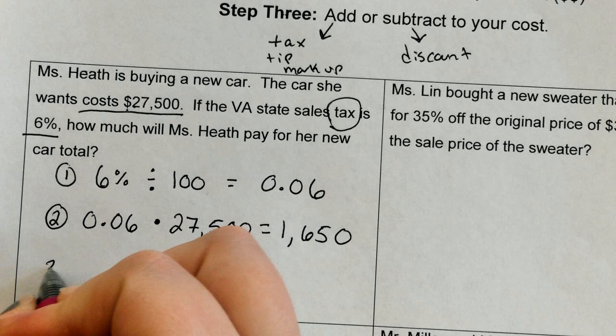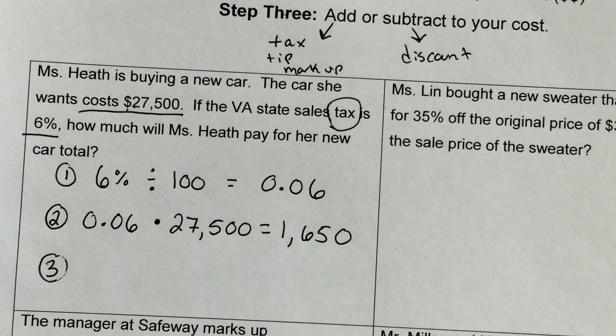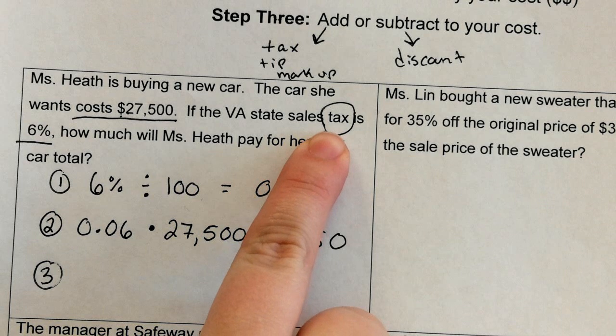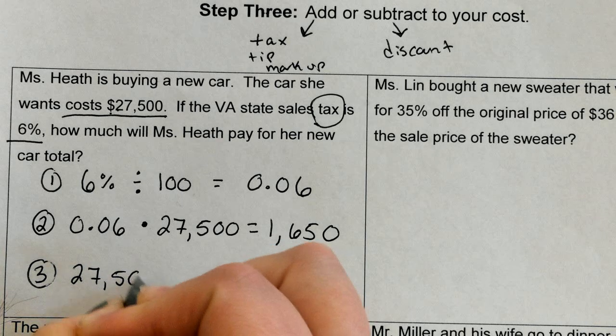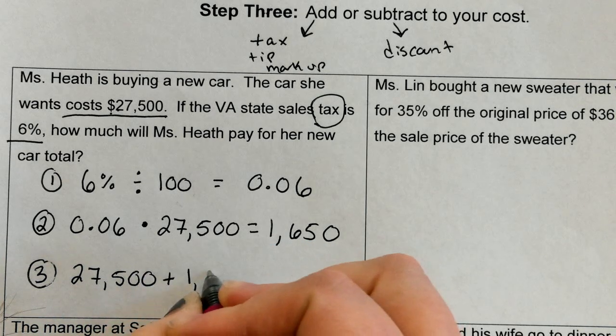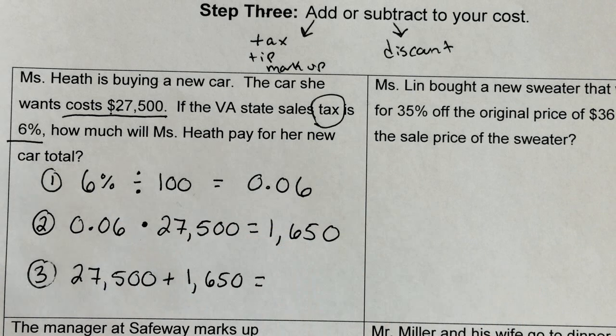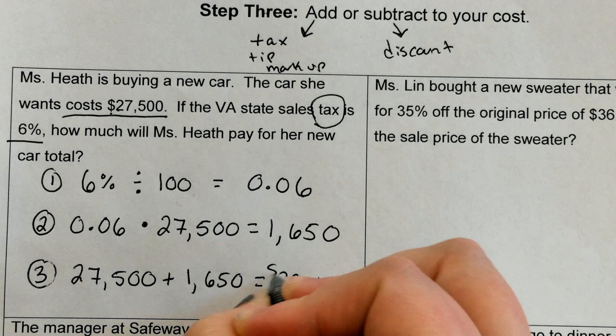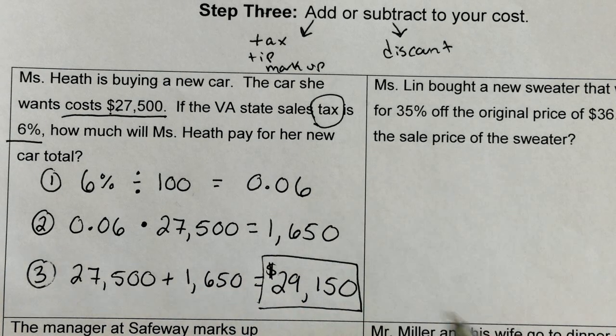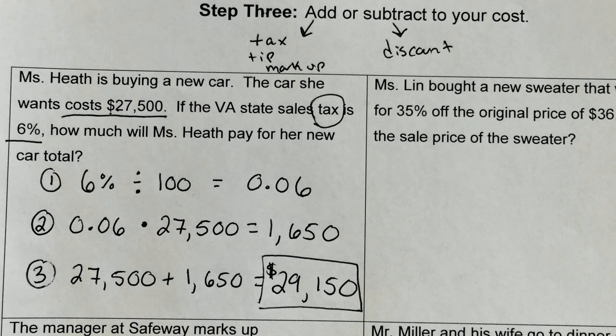My last step is to either add or subtract. I'm talking about tax. Tax gets added. So I'm going to take my cost and add in that tax. 27,500 plus 1,650 is $29,150. That would be the total. And so that's how I would figure that out.